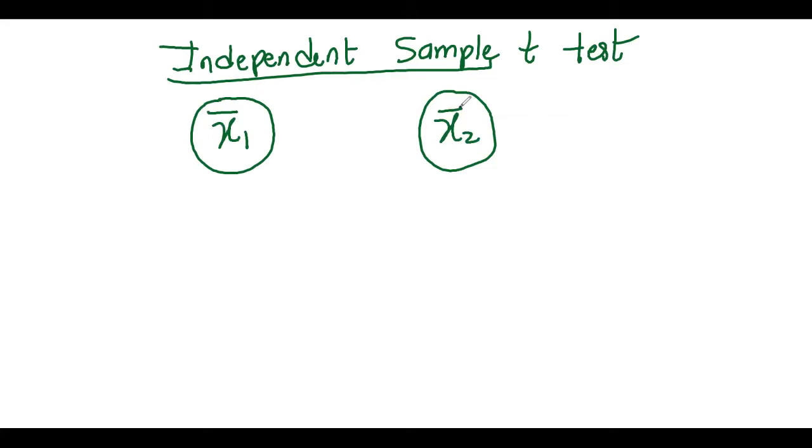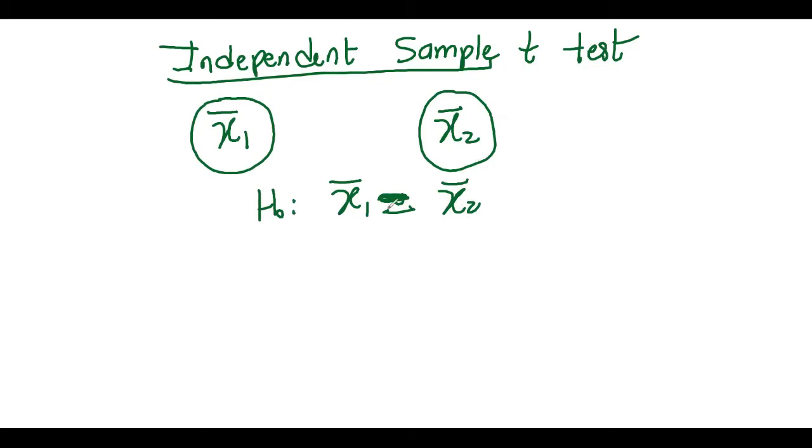So we have two different samples, and the null hypothesis here is that the mean of sample 1, which belongs to some population, is equal to the mean of sample 2. So here we assume that the mean of one sample is equal to the mean of the second sample, right? So this is our null hypothesis.